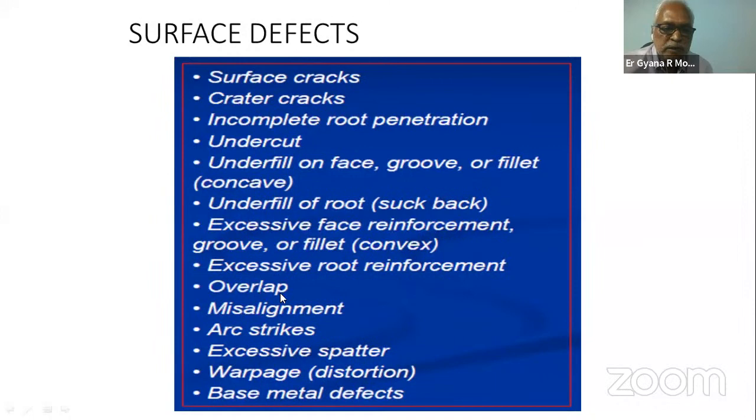Excessive root reinforcement, overlap. Overlap means, let us say we are welding up to a particular point, stopping and again welding, there might be overlap. Misalignment: you are going in one direction, up to a certain point you have gone in one direction, then there has been a defect in your machine, then your weld has shifted.